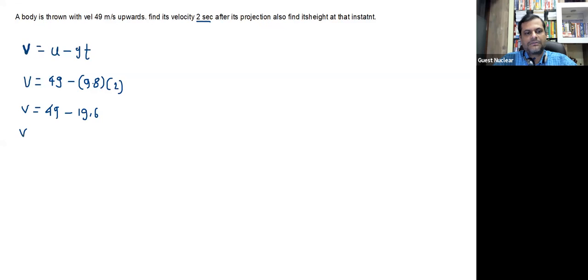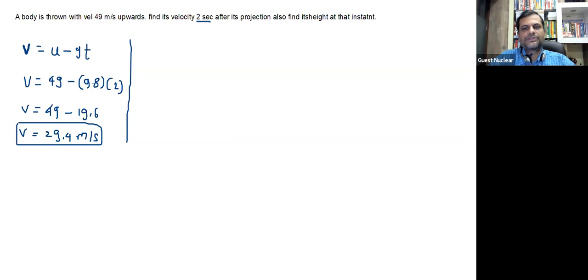And if we just simplify this further, then we get it as how much it is? 29.4, correct? So 29.4 meter per second. This is actually going to be the velocity of the body after 2 seconds. Okay, now we'll try to use the second kinematic equation so as to find its height. Okay. Height हमको निकालना है at that instant.